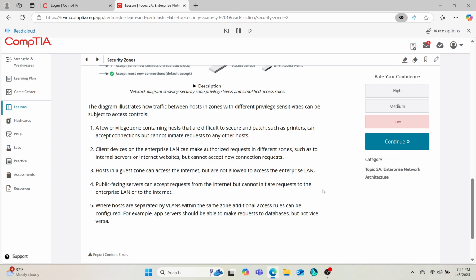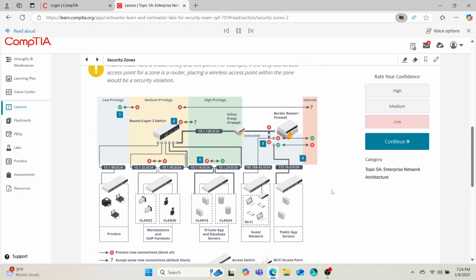The border router or firewall is connected to 2 access switches. The first switch that has a subnet 192.168.42.0/24 is connected to a Wi-Fi access point, which, in turn, is connected to the guest network. The second switch that has a subnet 172.16.0.0/24 is connected to public app servers.